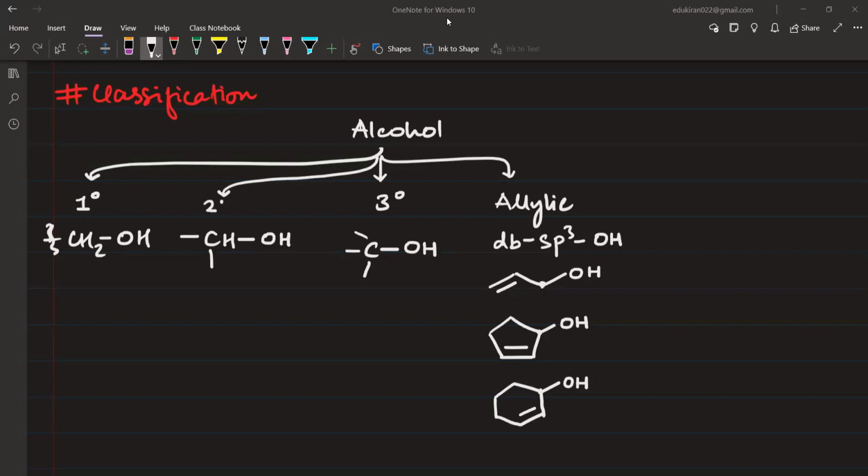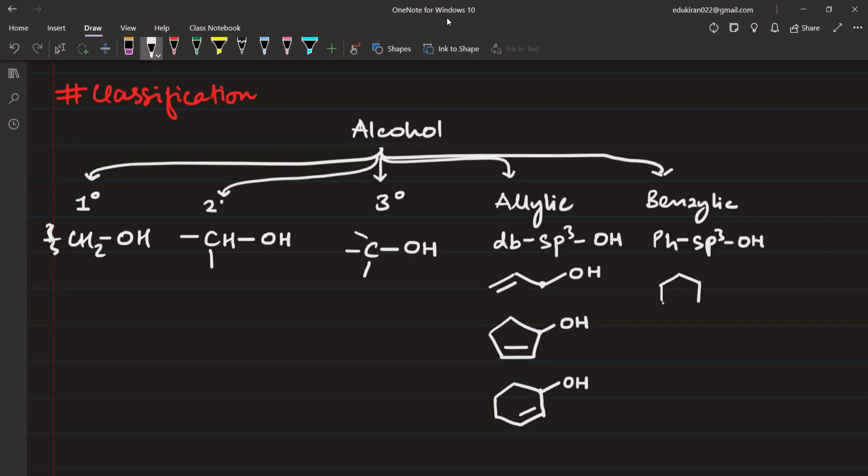Okay. Now, after allylic, we can say that there is one benzylic. So benzylic will look something like this. You have a benzene ring, which is shown by phenyl, which is attached with an sp3 carbon, which is further attached with OH. So all of these are examples of what? Alcohol. Benzene ring, not directly OH, rather an sp3 carbon here and then OH.